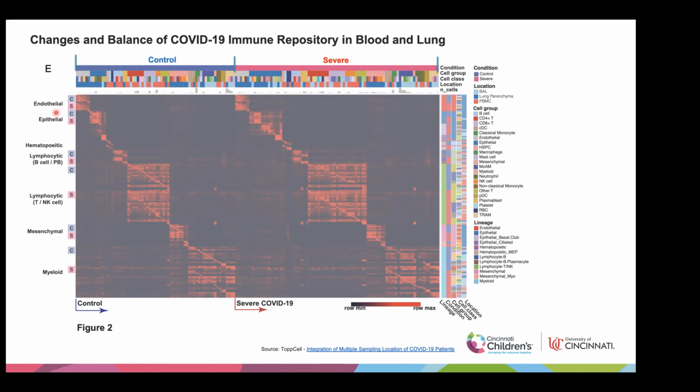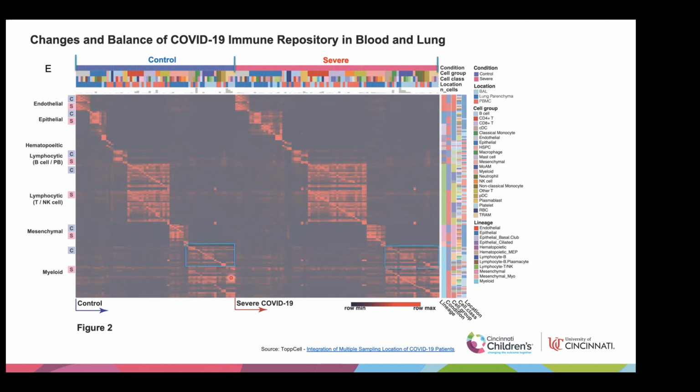To better visualize, I labeled them on the left, where you can see different lineages of cells. The C means control, the gene signatures derived from control cells, and S means the gene signatures derived from severe patients. We aligned them side by side to have a better comparison between the gene modules in control patients and the corresponding gene modules in severe patients. And here I just want to highlight some parts.